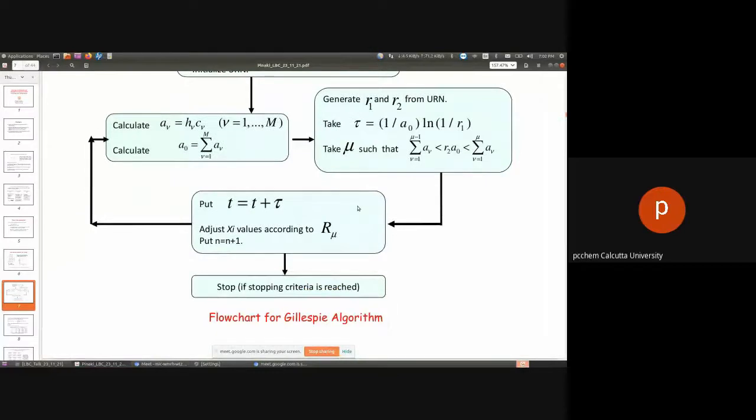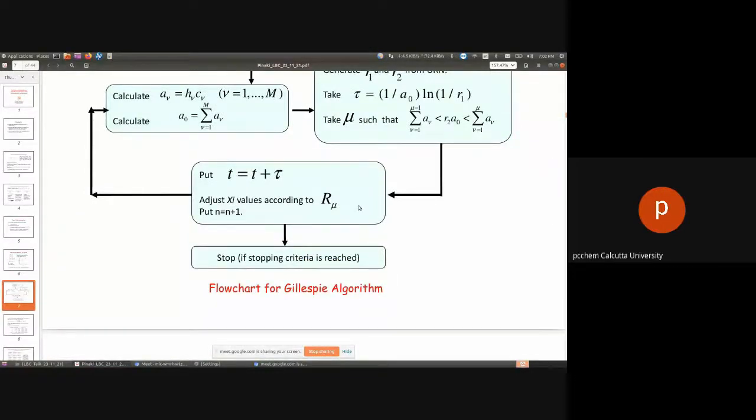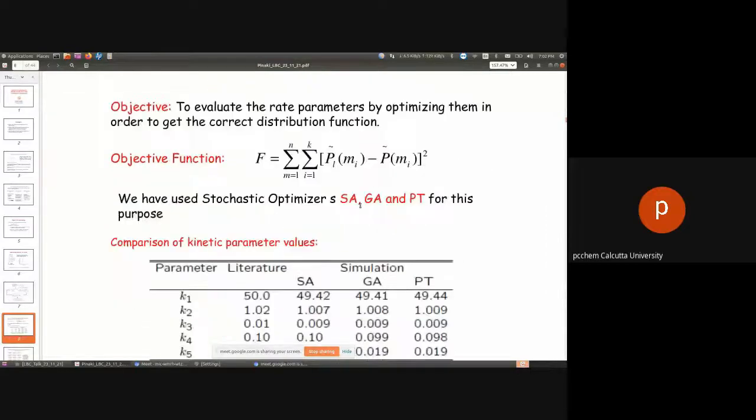This is a flow chart of the stochastic algorithm that is known as the Gillespie algorithm. What we do is construct something called the objective function. Basically, when you are using a mathematical tool, you have to feed a function into that algorithm, and you have to give the instruction to either minimize it or maximize it. This is the objective function.